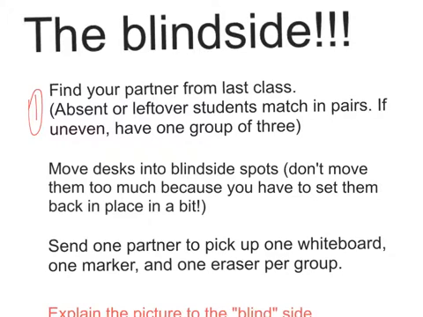Now, if your partner is not here, or if you were absent the day that we played the blind side, here's what you are going to need to do. Raise your hand, and the teacher who's here is going to match you up in pairs. So anybody who's left over who doesn't have a partner, we're going to find a partner for you right now. If it turns out we have an odd number of students, then there will be one group of 3.